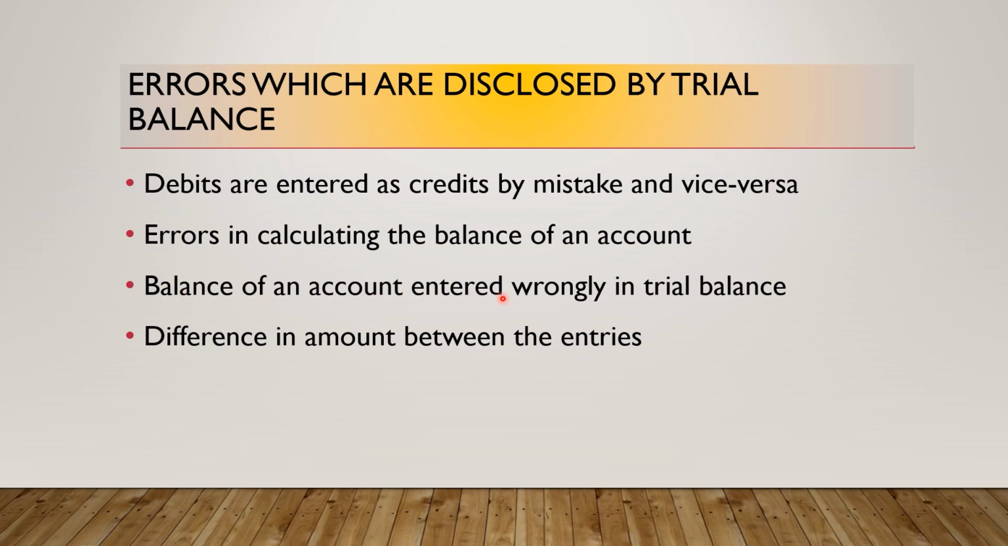Balance of an account wrongly entered in the trial balance. So at times we do not have a problem with addition or subtraction, but at the time of copying the amount from one place to another, we make a mistake. As I told about one example, like 814, we write it as 418. So these things are always there. Difference in amount between the entries. Again, this could be a very common error.